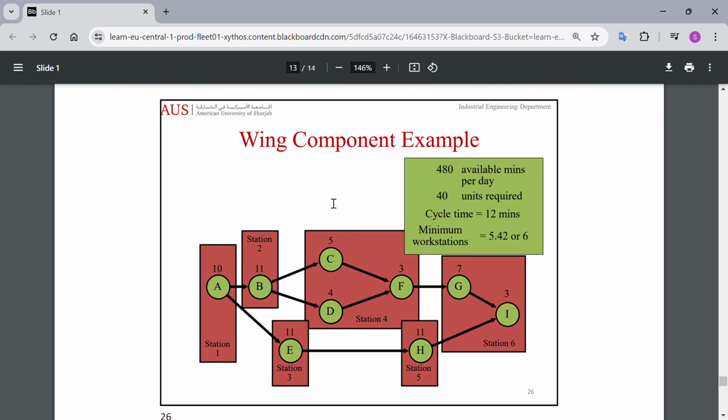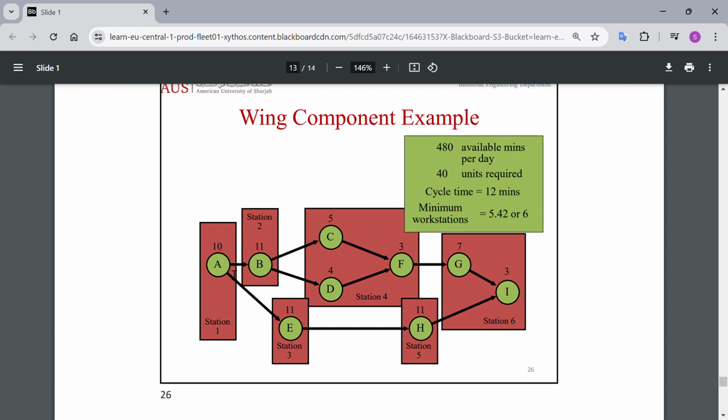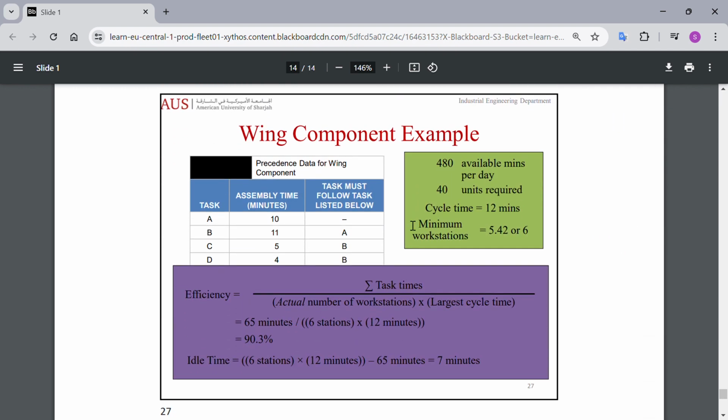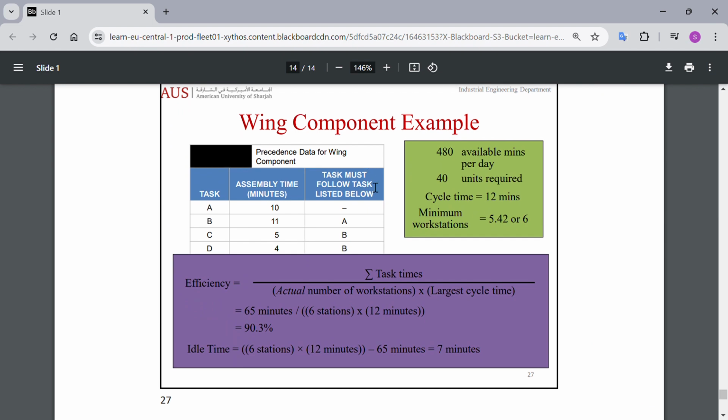This is our wing component example. Now we change the stuff. Here it takes 10 minutes, 11 minutes. The sum of these is the sum for a station, so we're dividing the stations. 5, 4, and 3 sum to 12. Then we have 11 minutes, 11 minutes, and here 11 minutes. So we have 6 stations. Now we have some added time here, 12. The cycle time is going to be 12 since we cannot have fractions. It's inevitable. So this is the wing component example, as you can see.